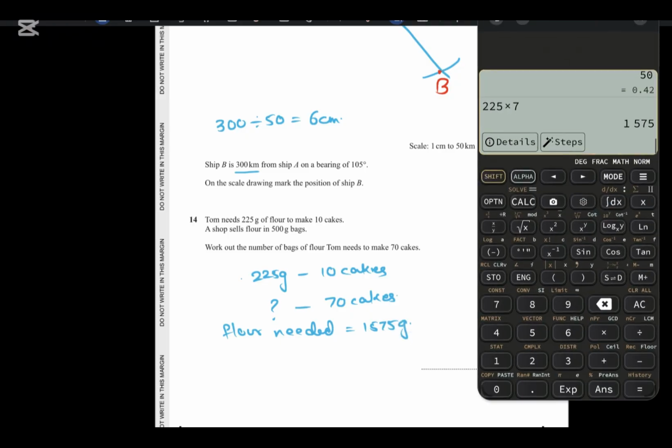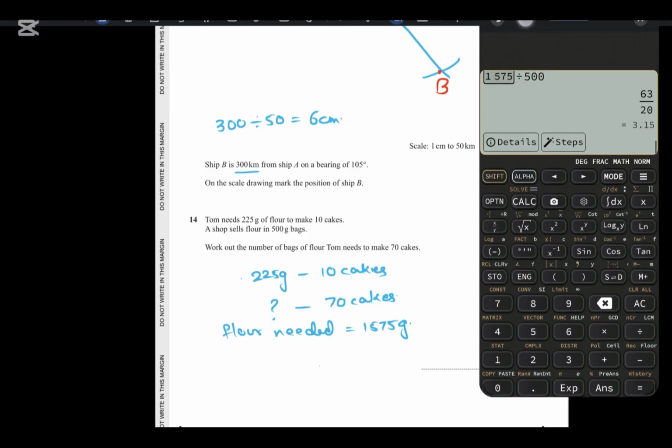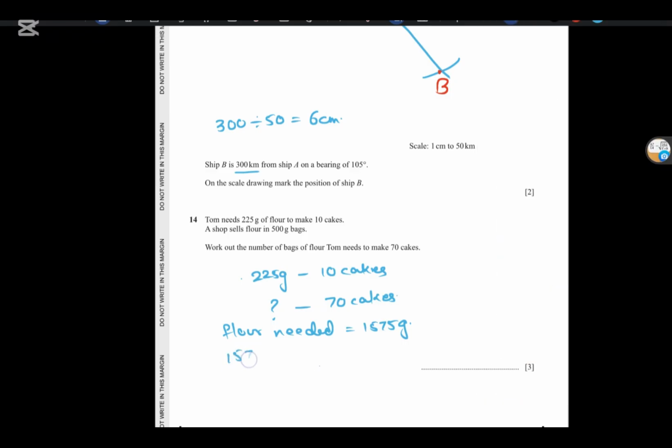Okay, then we need to find the number of bags now. So now we divide this answer with 500, because how many 500 gram bags we need, we have to find out. So it is 3.15. So here 1575 divided by 500 grams gives 3.15. That means 3 bags of flour she needs, and still 15 grams is left out.